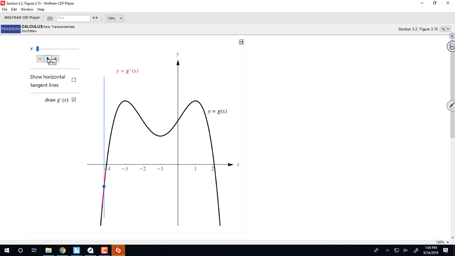All right, so here's another visualization. Again, that red line is, we're just tracing out the slope along g of x.